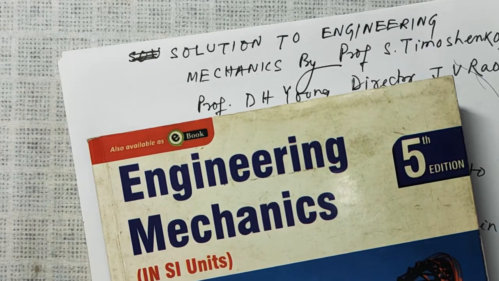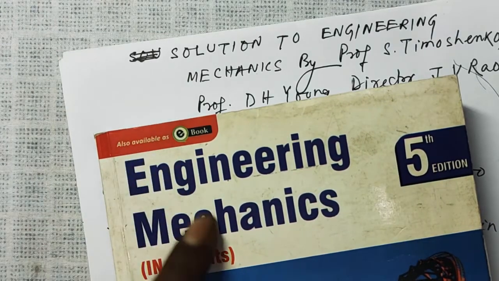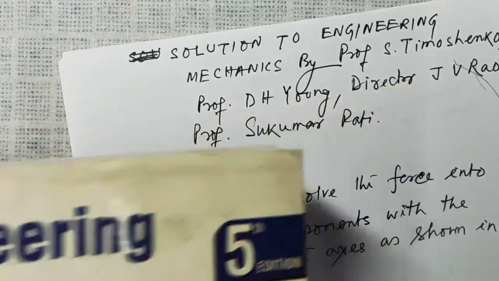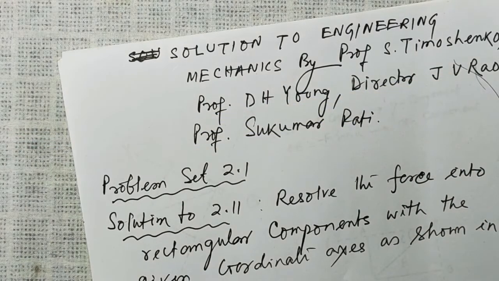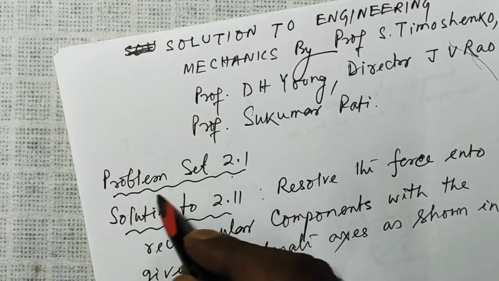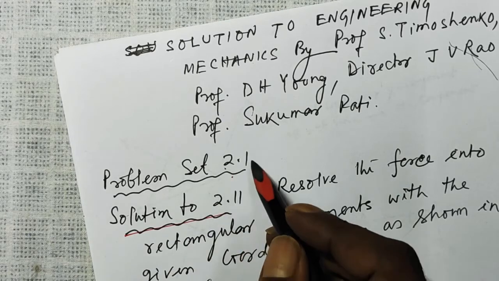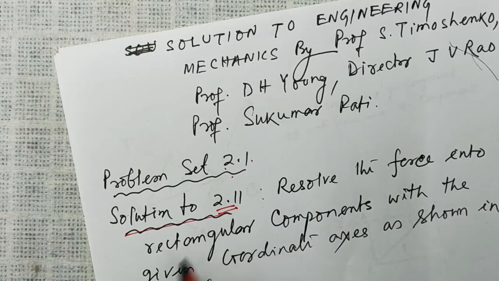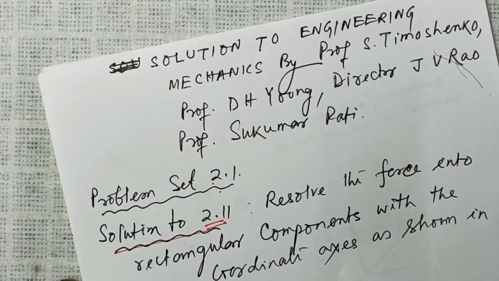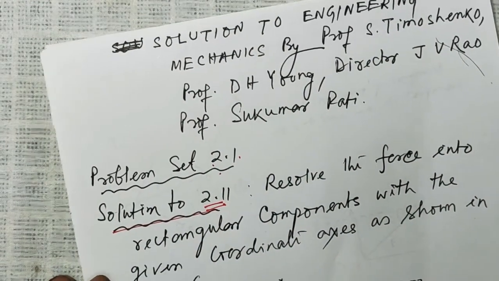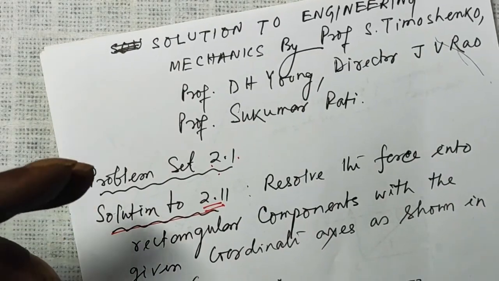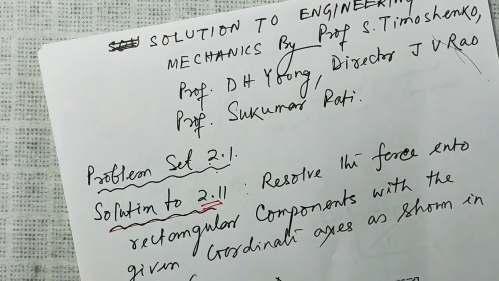Let us move on to engineering mechanics and solve another good numerical. That is problem set 2. This is the problem of problem set 2.1, solution to 2.11. By doing this, you will be very comfortable with how to resolve a vector into two components. A given vector in any direction, how to break it into two components, right?